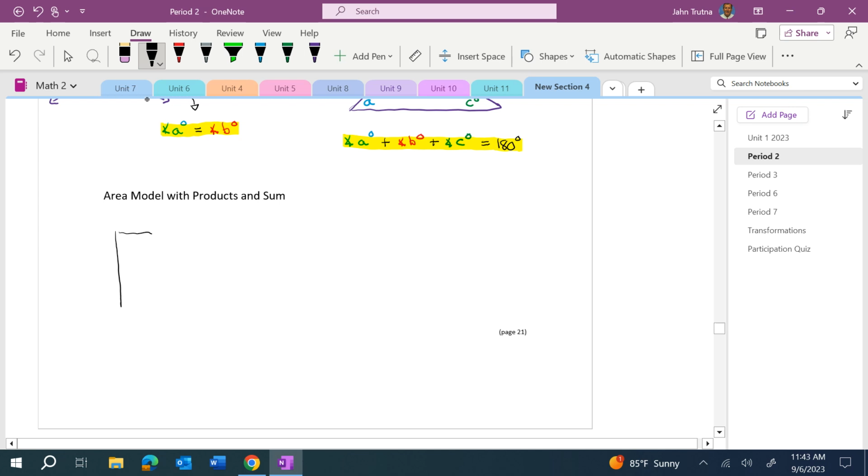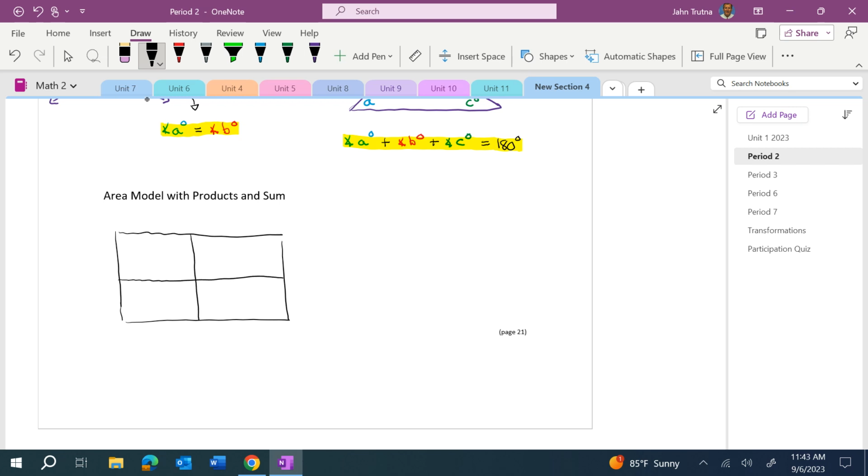So an area model is going to be in the shape of a rectangle. So go ahead and draw a rectangle in your notes here. Divide this rectangle in half vertically, like I just did. I've drawn a vertical line that cuts it in half. And then also divide the rectangle in half horizontally. So in other words, we create 4 individual rectangles.